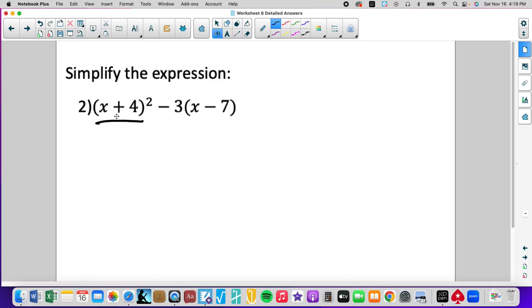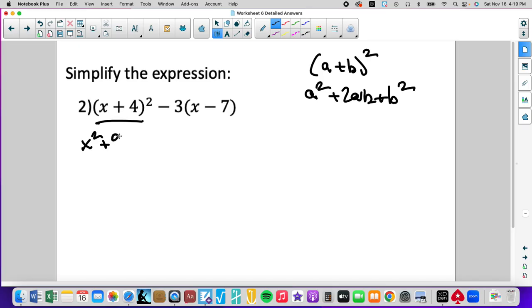Simplify. This is a binomial square. Whenever we have (a plus b) quantity squared, it's going to create a squared plus 2ab plus b squared. So whatever a is, you square it, then you do a times b and double it, and then you square your b value. So it's x squared, and then multiply these two together: x times 4 is 4x, and double it is 8x, and then square your b term, which is 16.